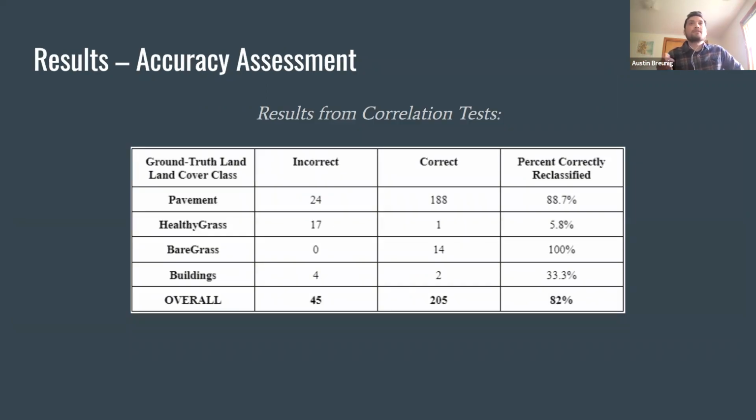Okay, so here's the results of the test. I didn't get the results that I was really hoping for, but again, this is kind of the breakdown. So remember, the pavement was the vast majority of the land truth underneath each shadow, and that scored about 88%, which is pretty good. However, healthy grass and buildings did not do well at all. And there are a couple of potential reasons why that may be. But overall, I saw 82% correctly reclassified.